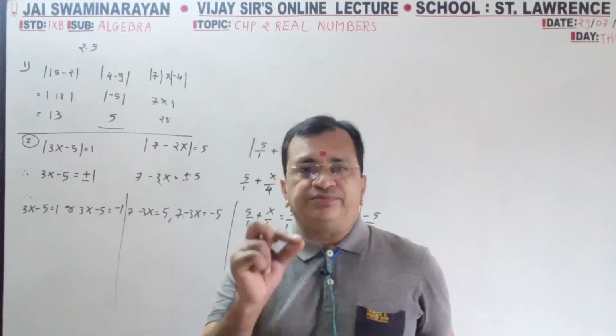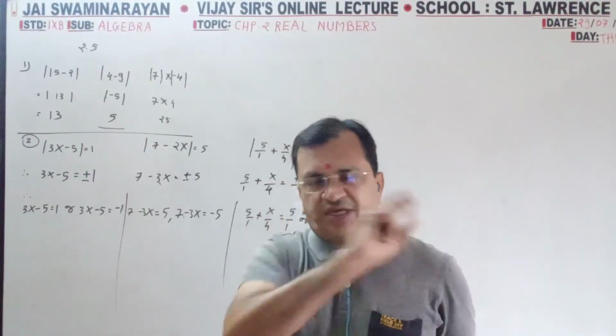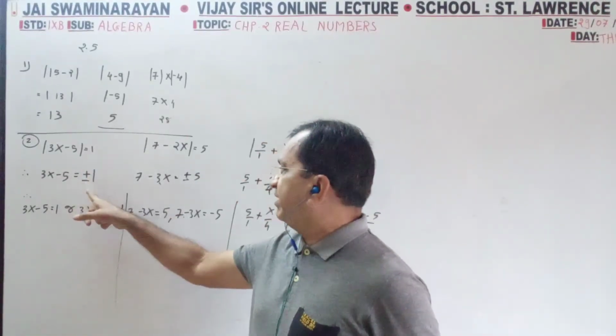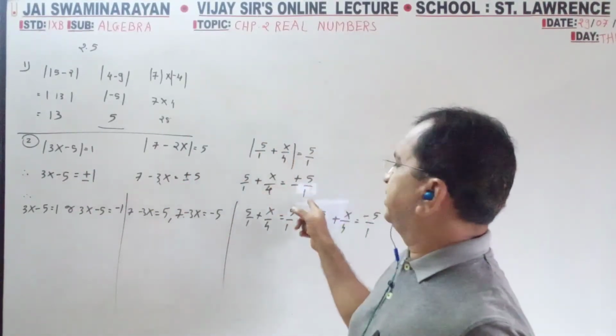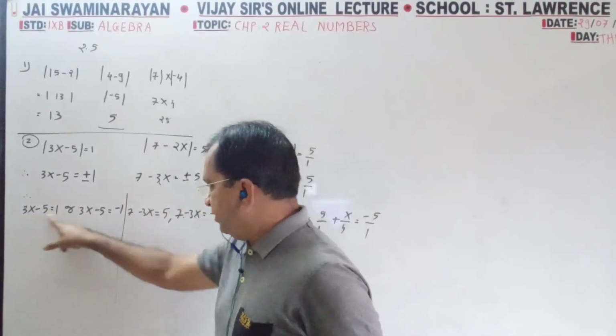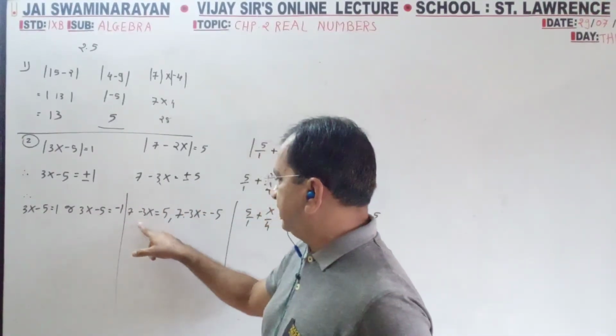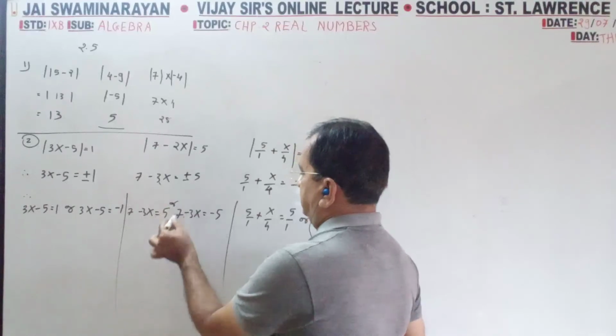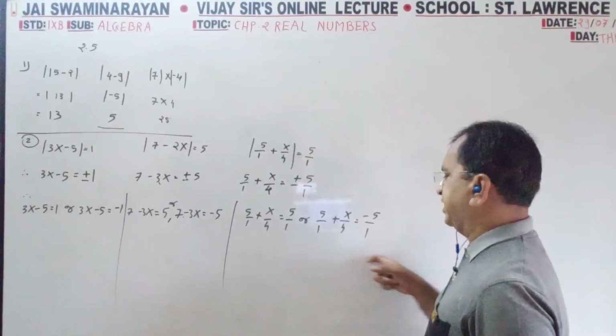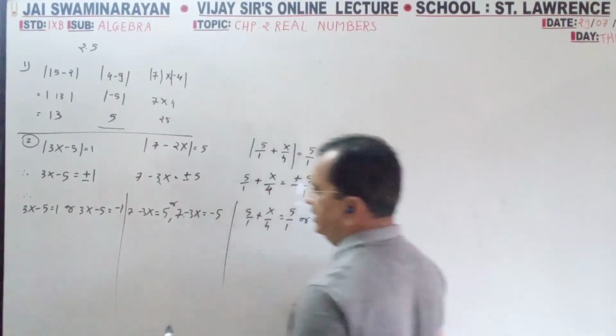Remove absolute value, meaning the modulus sign, then it is plus and minus. So one time plus, and second time minus. Now simplify, you will get two answers.